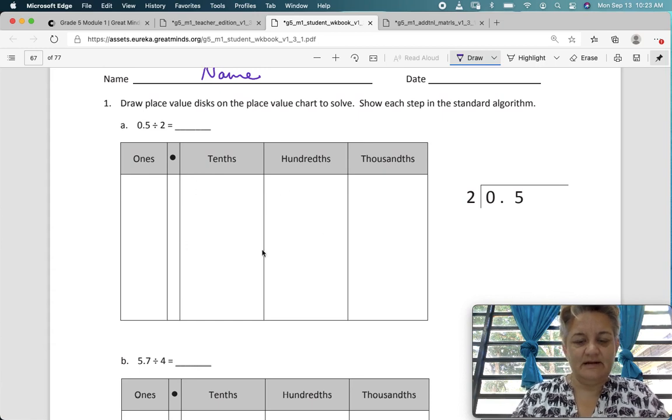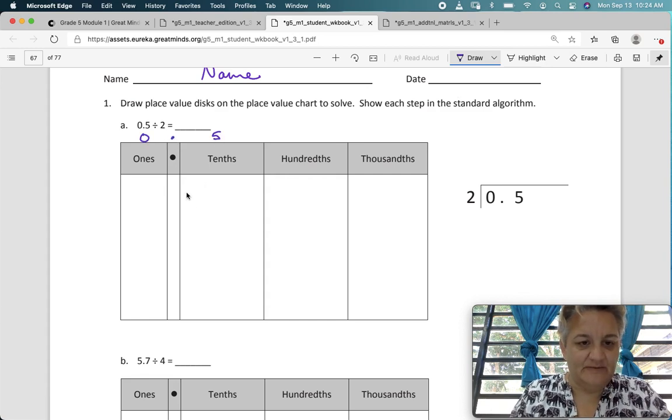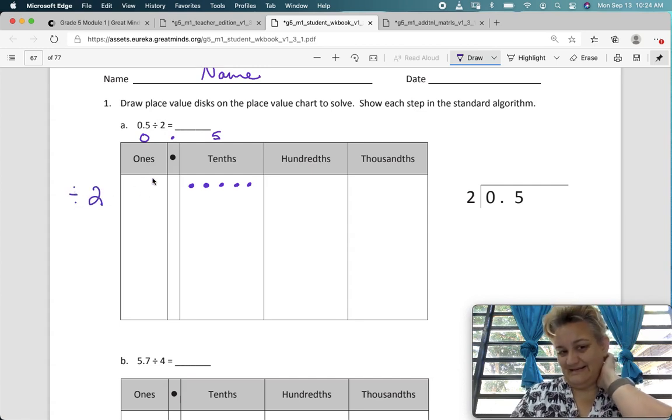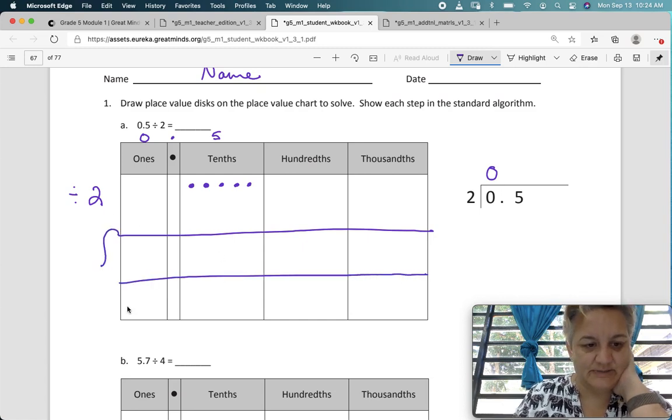This is our place value chart and this is our standard algorithm. So we have 0 ones and 5 tenths. I'm going to put 5 little discs here. 1, 2, 3, 4, 5. And I'm dividing by 2. Does 2 go into 0? No. So I come down here and make 2 separate rows. So I have 0 and 0.